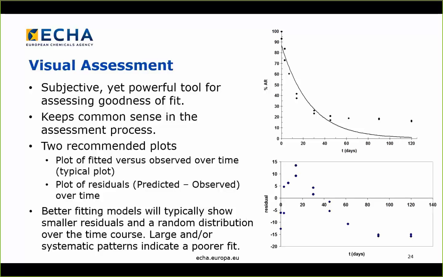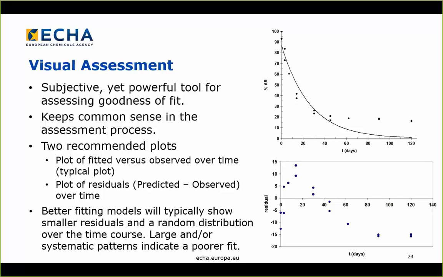Focus recommends two different plots to perform the visual assessment. There's a typical plot, which is on the top right, and that's just a plot of your fitted model versus your observed residues over time. So the line is your model, the black dots are your experimental data. The second recommended plot, on the bottom right, is the plot of residuals, and that's just your predicted model minus your observed residues at each time point.